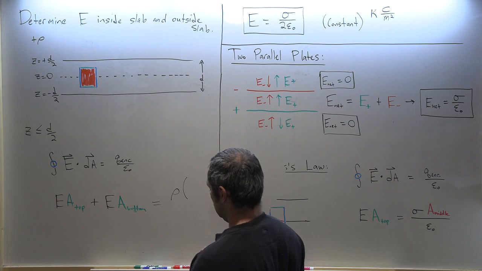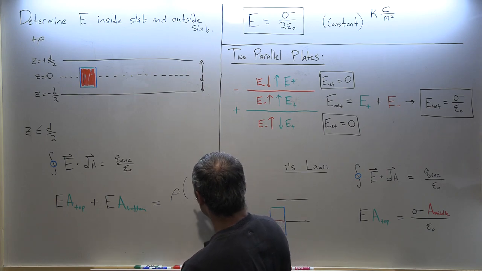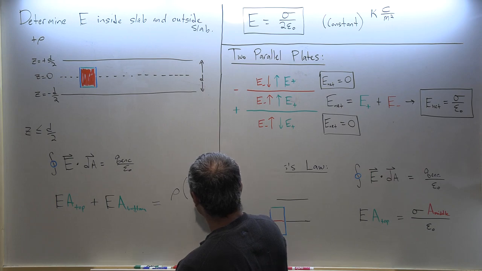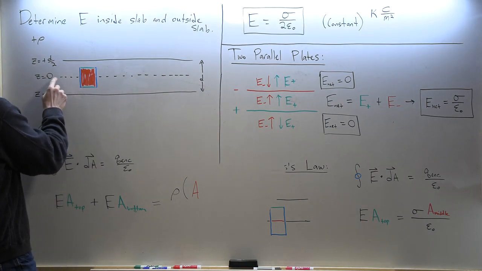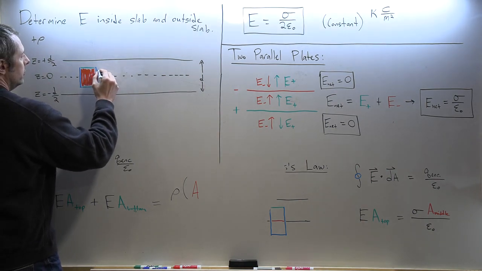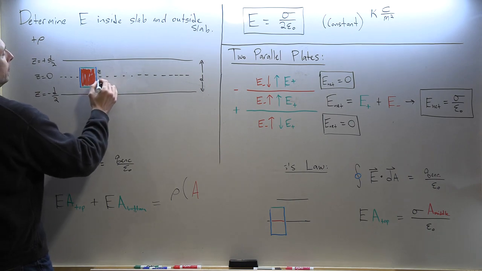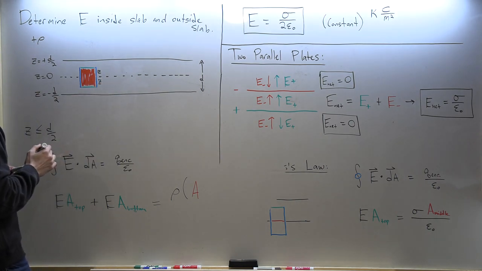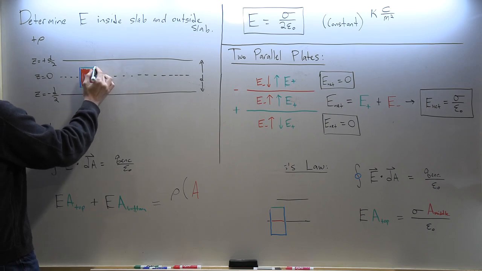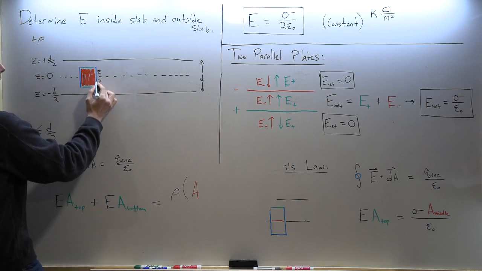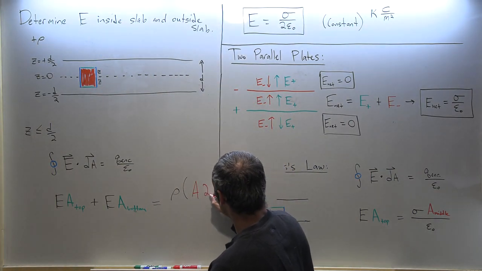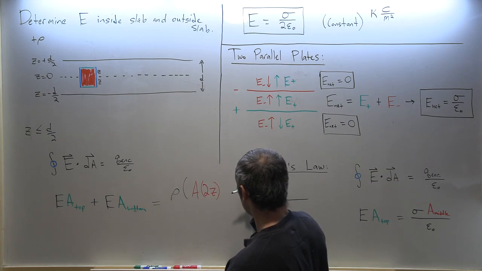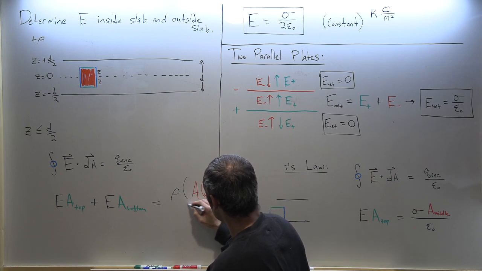What it will be is the area times how tall that box is. Now, if this is z equals 0, then this is z here. And so the box is actually 2z tall, right? From z equals 0 up, that's z, so this is 2z. So that's what we do, area times height, all over epsilon 0.